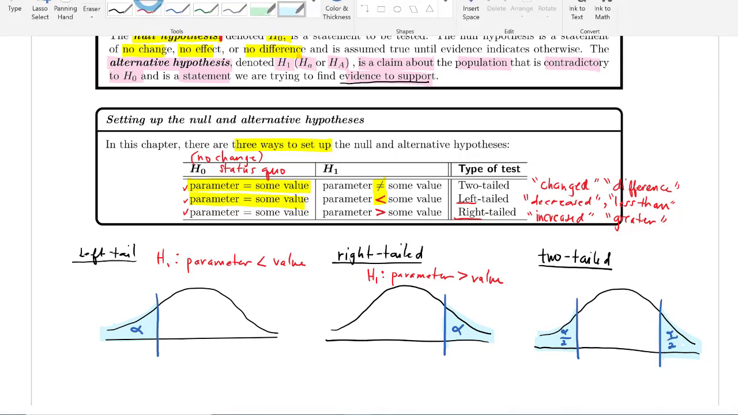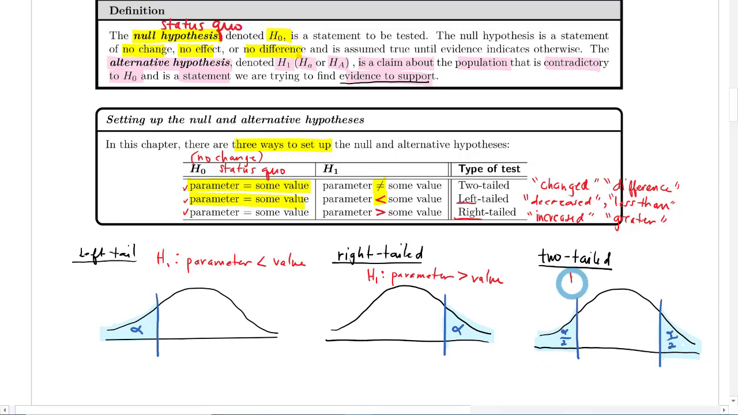That's just when we claim that the alternative is the parameter not equal to the value, right? It's just different. We don't know what's happening. We just know something changed.